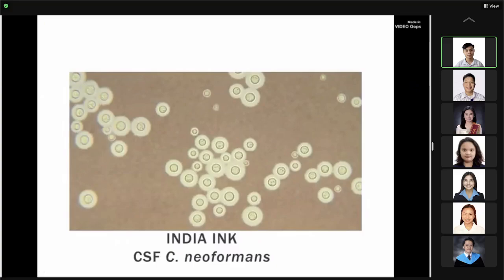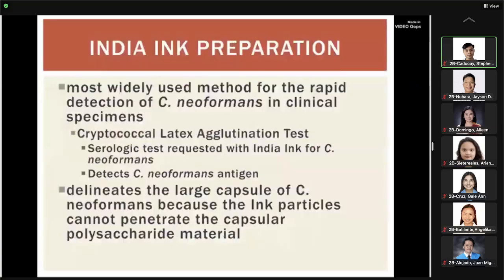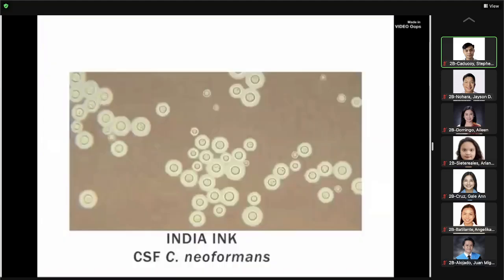So this is a background staining or negative staining. And typically, if this is requested for, sabihin nating CSF, meron siyang isang test na kasabay lagi. Cryptococcal latex agglutination test, or tinatawag rin siya ng iba na CALAS, which is a serologic test for Cryptococcus neoformans, detecting the antigens of the organism. So latex agglutination test.